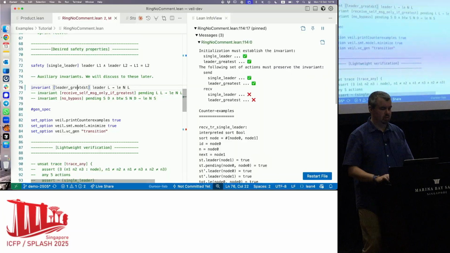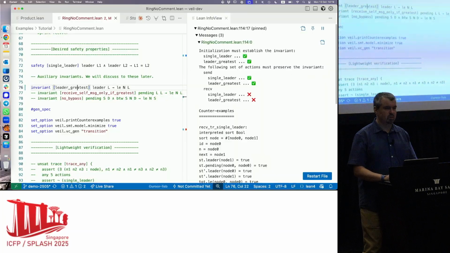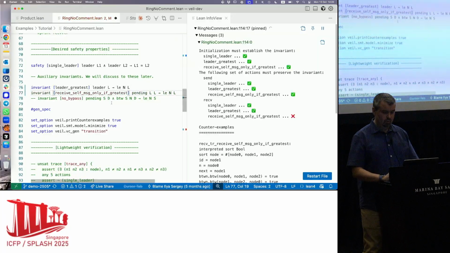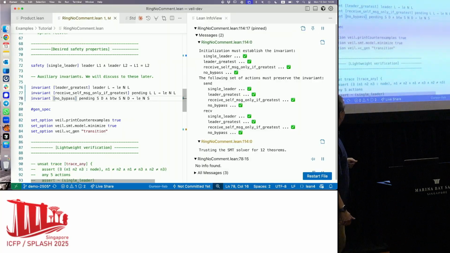because these two conjuncts are still not closed. Their conjunction is still not closed under this transition. So I'm going to add one more. This is already better, but we still have some violation. And finally, with this one, we have everything.